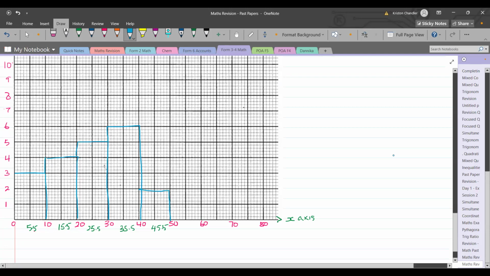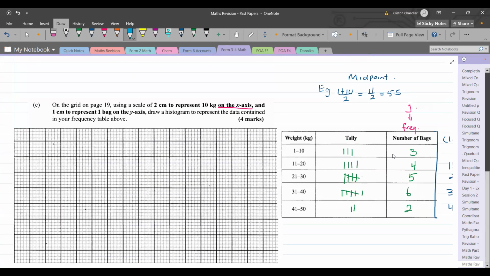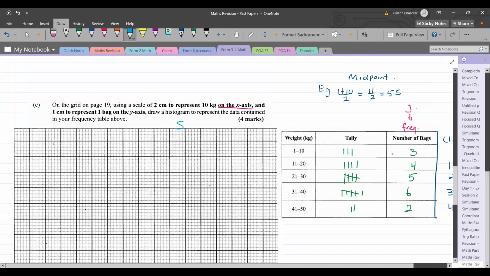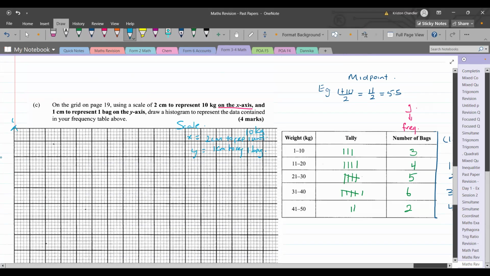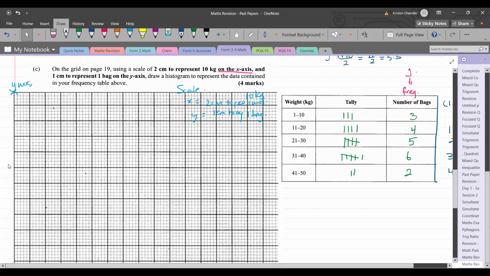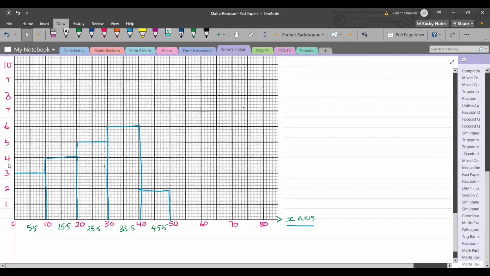When you're doing it, you'd use your ruler, so it'll be a little straighter than that. Always remember to write in your scale as well. So you write in your scale, x is equal to 2 centimeters to represent 10 kgs. Y, we're doing 1 centimeter to represent 1 bag. And label the axes, Y and X. Everybody all right with that?